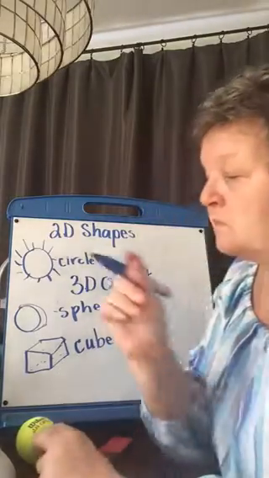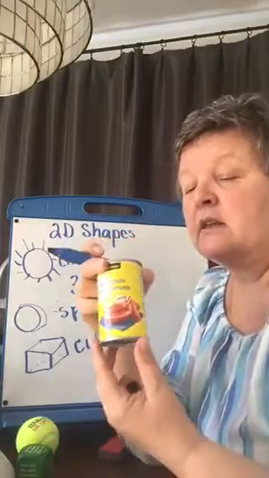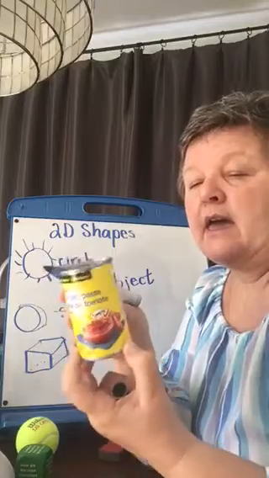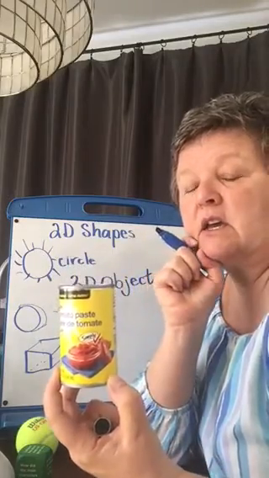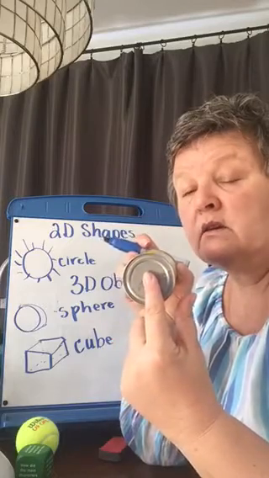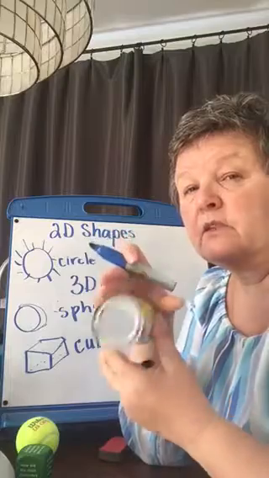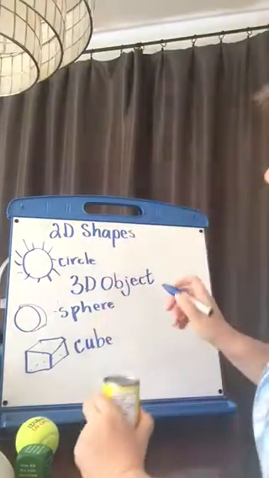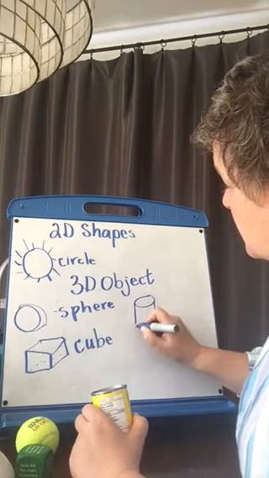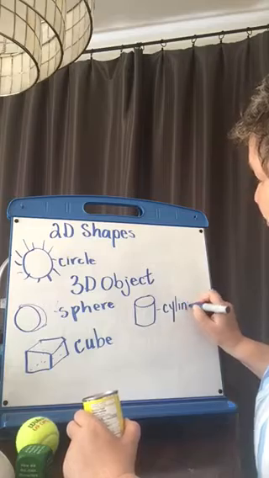A cube. Now I went into my kitchen, and I went into my pantry, and I found this can of tomato paste. It's got one circular face right here and another one right here. And we call that a cylinder.